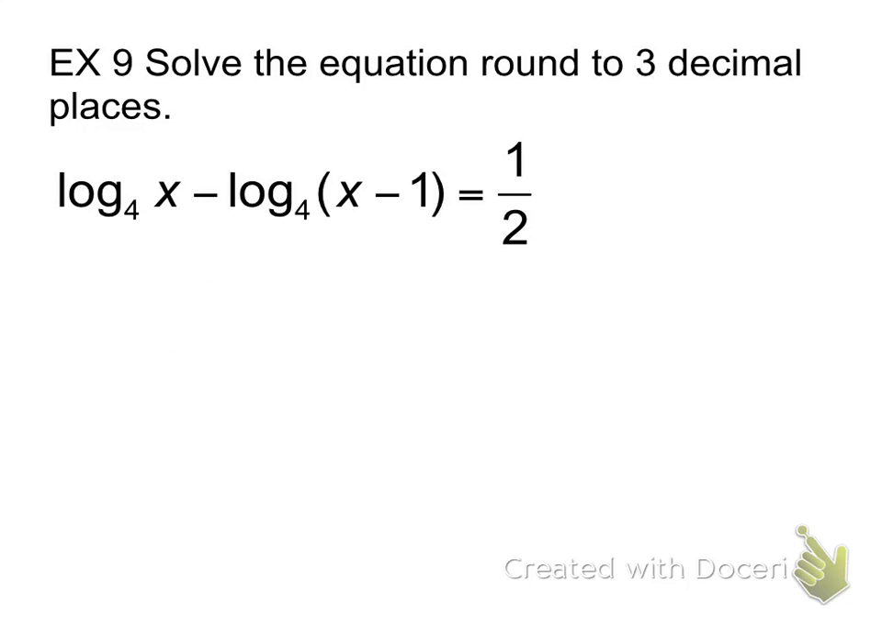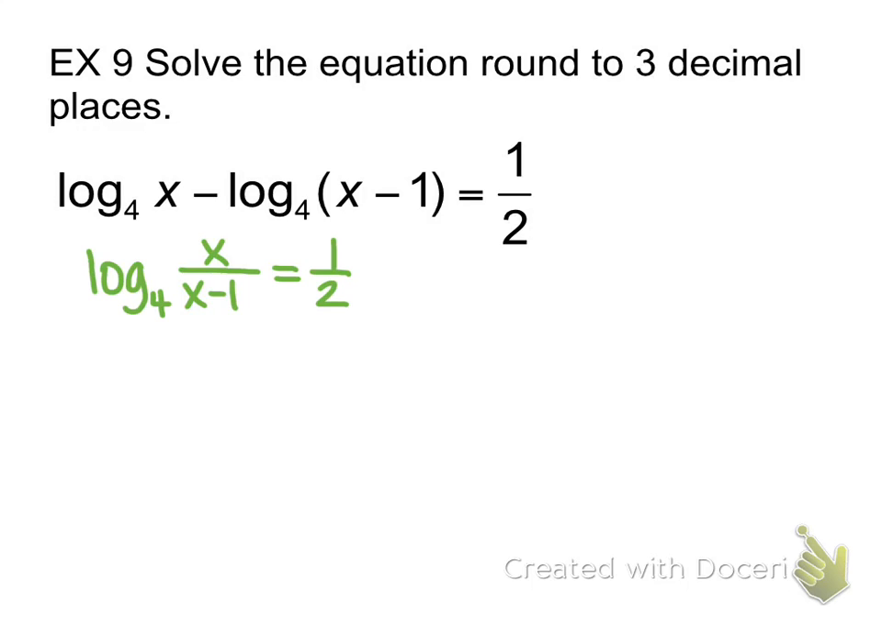Okay, last one, we're going to put several things together in this one problem. We're going to use some of the properties from section 3 to kind of condense what's going on the left-hand side, and then we'll solve. So notice you have a log minus a log. Well, this is the quotient property. I can condense this on the left-hand side to be the log of one thing that's being divided. So this will be log base 4 of x over x minus 1 is equal to 1/2.